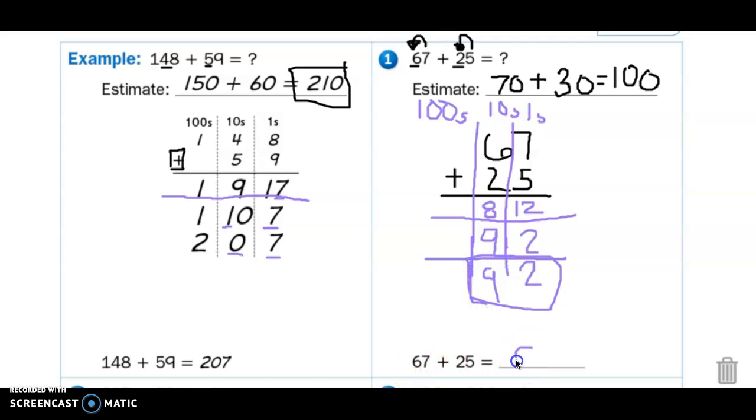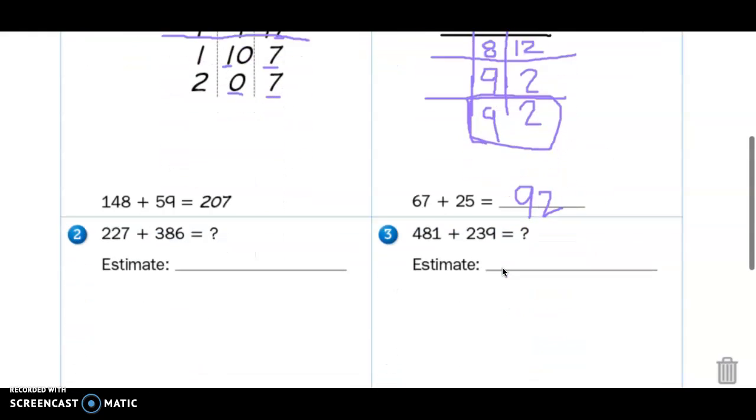67 plus 25 is 92. Is my answer reasonable? Does that answer make sense? Yes, because my rounded number is 100. That's only 8 away. That makes it very reasonable.